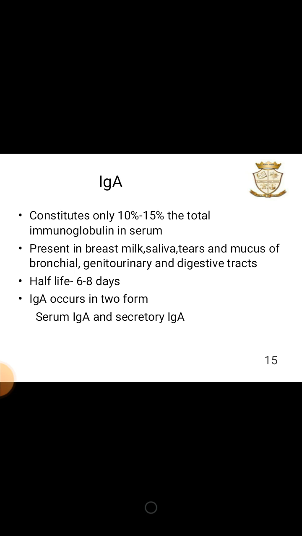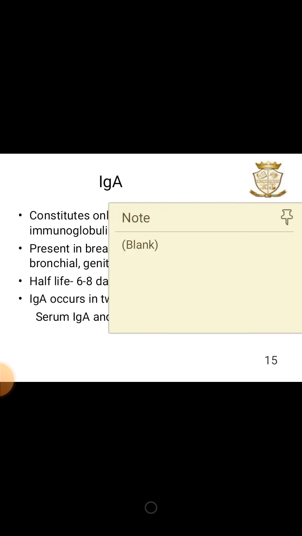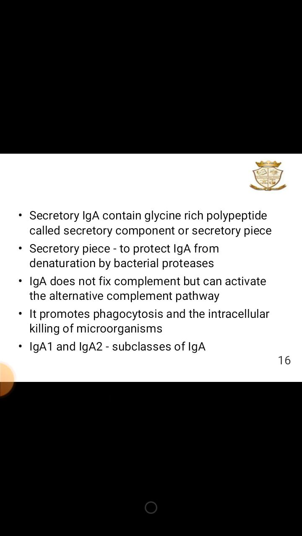Next is IgA, constituting 10% to 50% of the total immunoglobulins in serum. It is present in breast milk, saliva, tears, and mucus of the bronchial, genitourinary, and digestive tract. Half-life is 6 to 8 days. IgA occurs in two forms, serum IgA and secretory IgA. Secretory IgA contains a glycine-rich polypeptide called the secretory component.